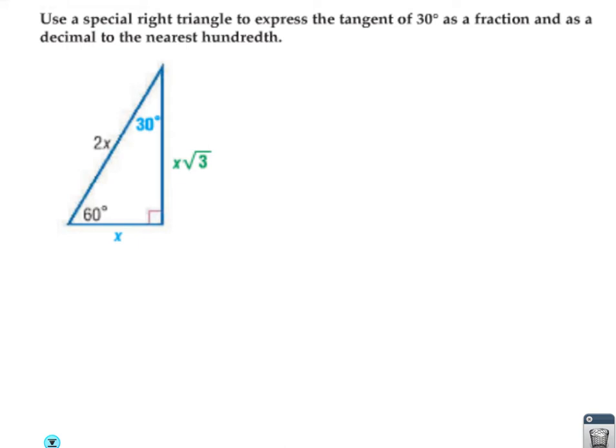Now you're going to put the two lessons together, and then we'll probably finish up with this. Use a special right triangle. And we can use this one or we can make one up. We're fixing to make one up. It might be a little bit easier. Use a special right triangle to express the tangent of 30. Notice they don't have A's, B's, and C's here. They have just angles. To express the tangent of 30 as a fraction, let's try that.